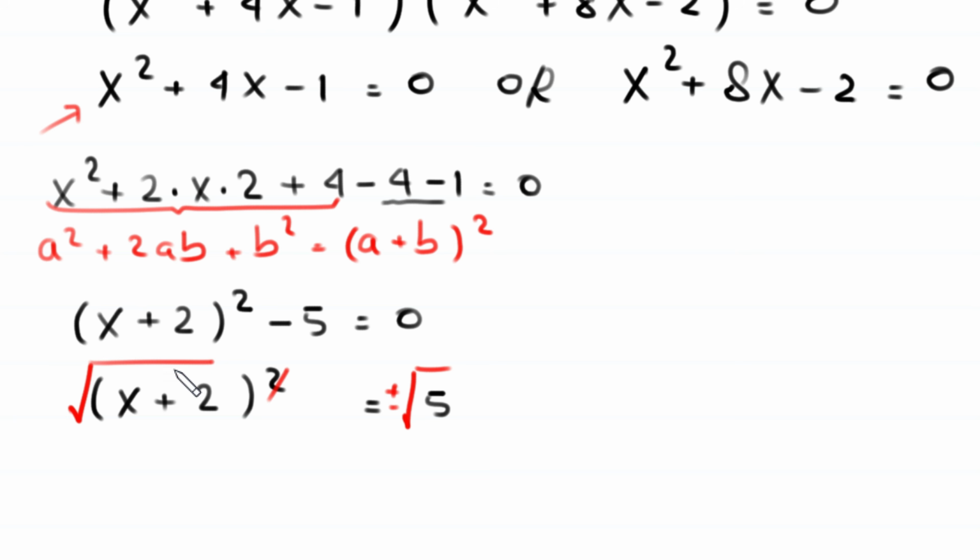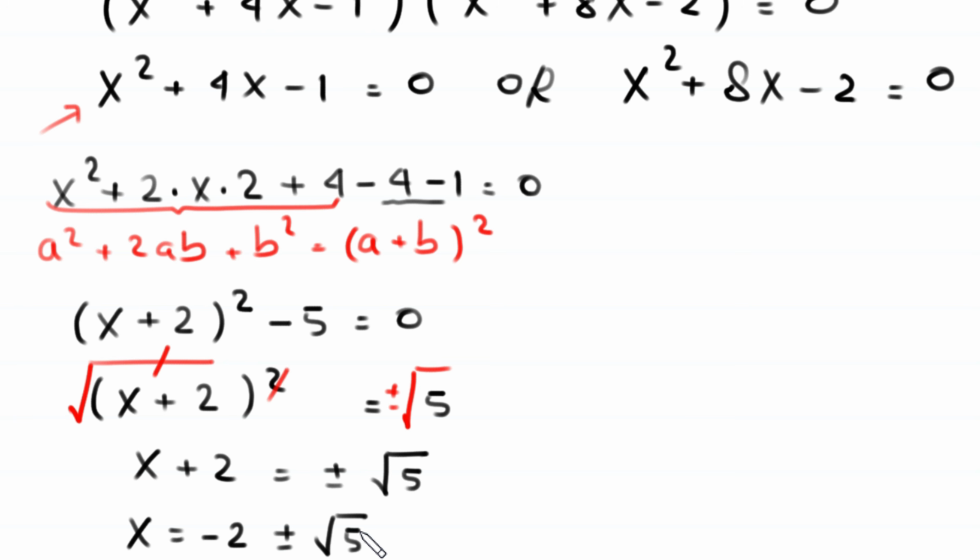So this square will cancel with the square root. We are left with x plus 2 equals plus or minus root 5. Move this 2 to the right hand side. This will become x equals negative 2 plus or minus root 5.